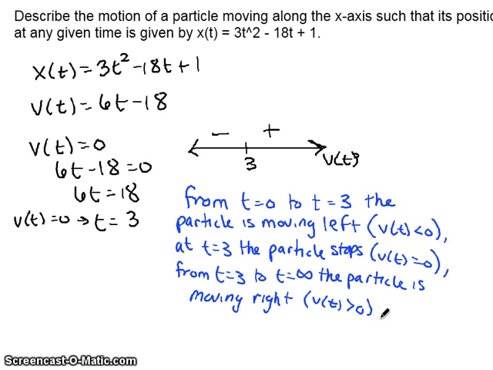So positive velocity, we're moving right. Negative velocity, we're moving left. And velocity equals 0 means we're not moving at all.